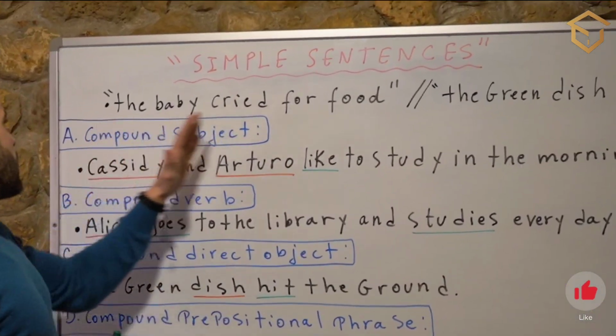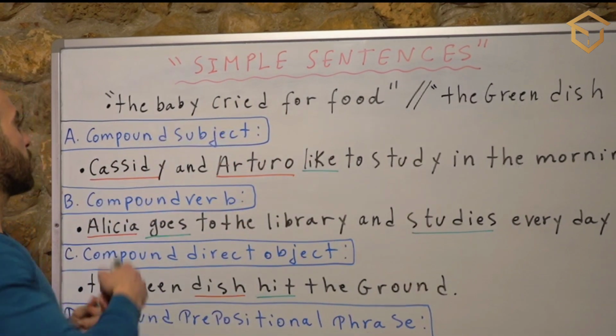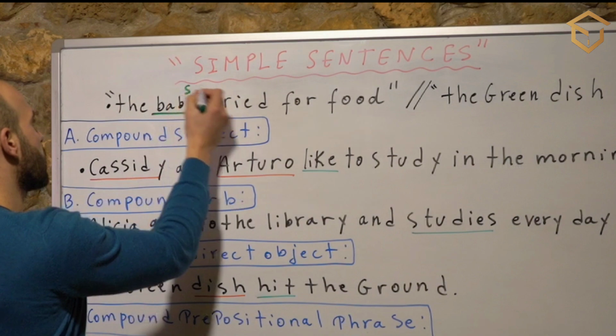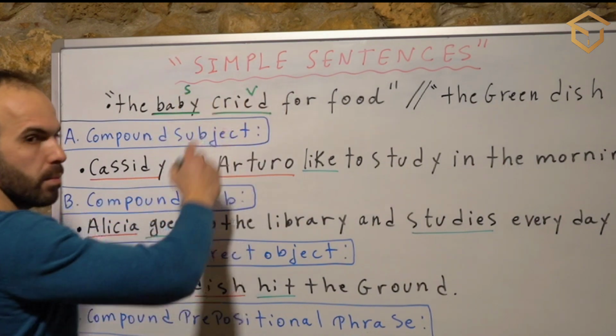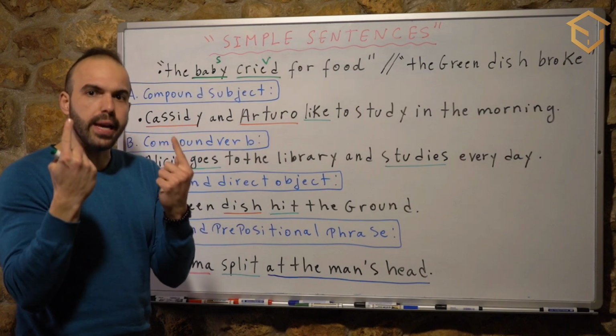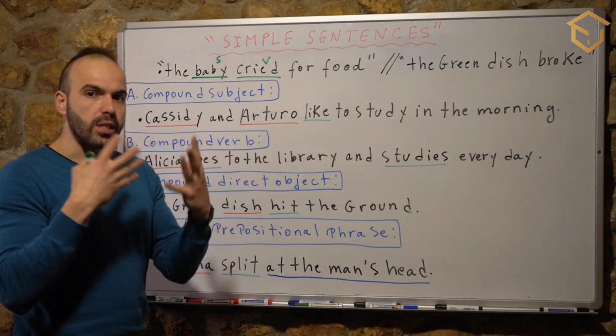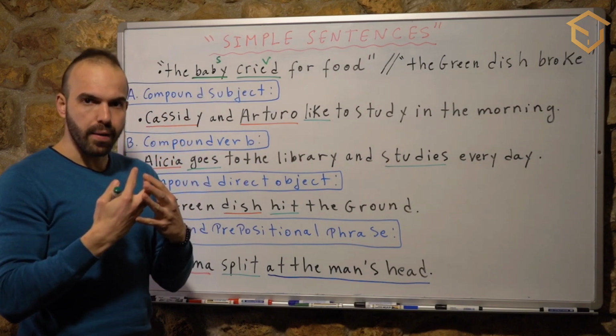So we have the first sentence here: the baby cried for food. So baby is the subject, cried is the verb. Baby cried for food. So we have one single thought in here, only one single thought. Okay, so it still doesn't change any of the meaning.